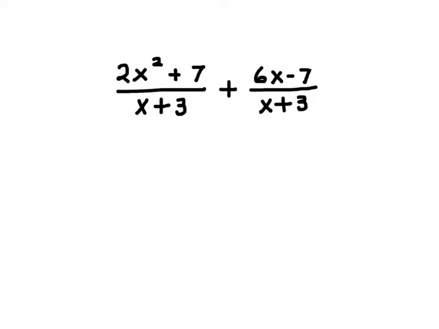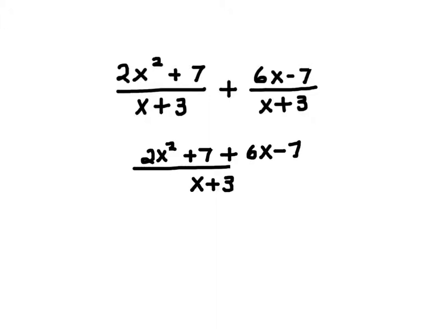The denominator will be x plus 3, and the numerator will be, first we have a 2x squared plus 7 plus 6x minus 7. Notice that the plus 7 and plus a negative 7 are additive inverses, so they cancel out.